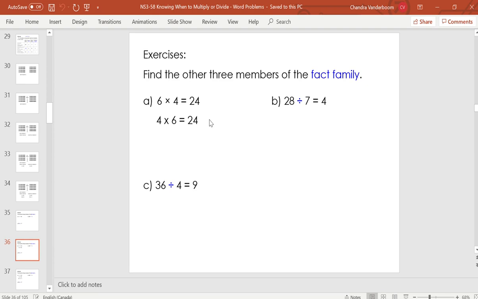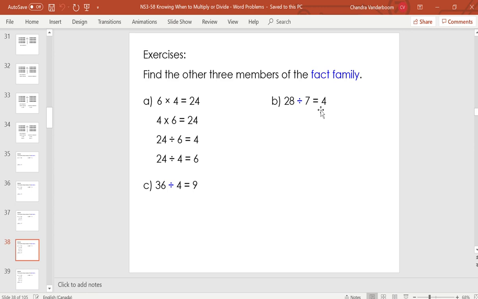Remember, division always starts with the biggest number. So now we're just going to read these backwards. 24 divided by 6 equals 4, and 24 divided by 4 equals 6. Easy peasy lemon squeezy. Let's look at B.